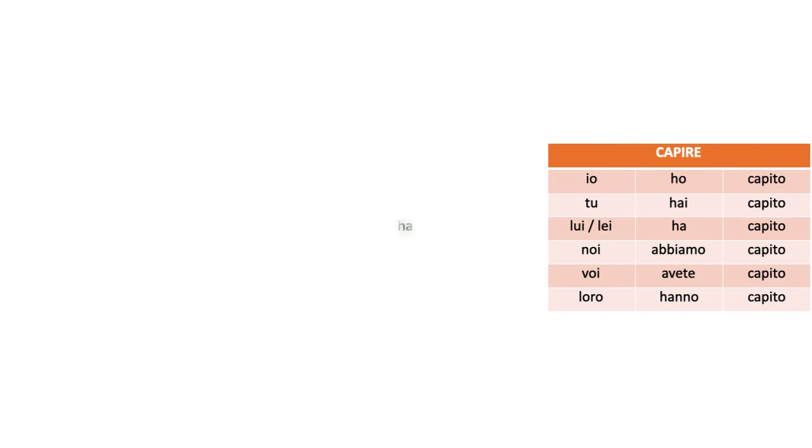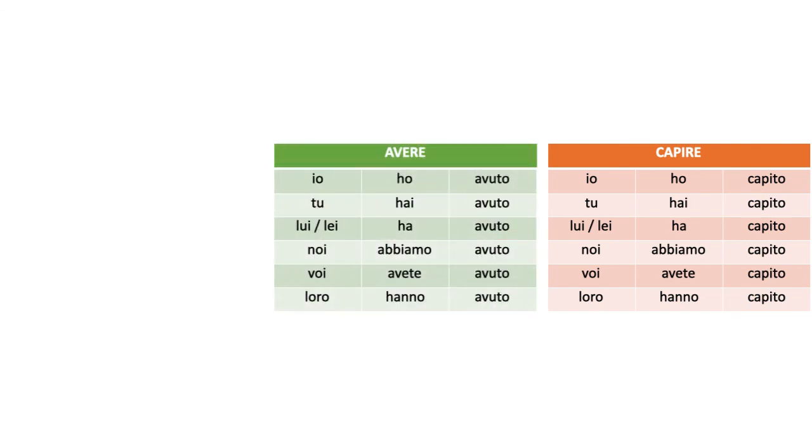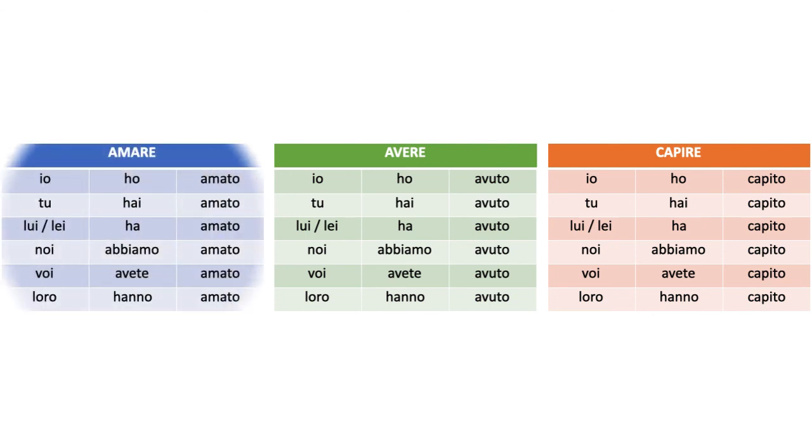How about an ere verb? Here you have avere. Io ho avuto, tu hai avuto, lui, lei ha avuto, noi abbiamo avuto, voi avete avuto, loro hanno avuto. And how about an are verb, like amare? Same thing. Io ho amato, tu hai amato, lui ha amato, noi abbiamo amato, voi avete amato, loro hanno amato.